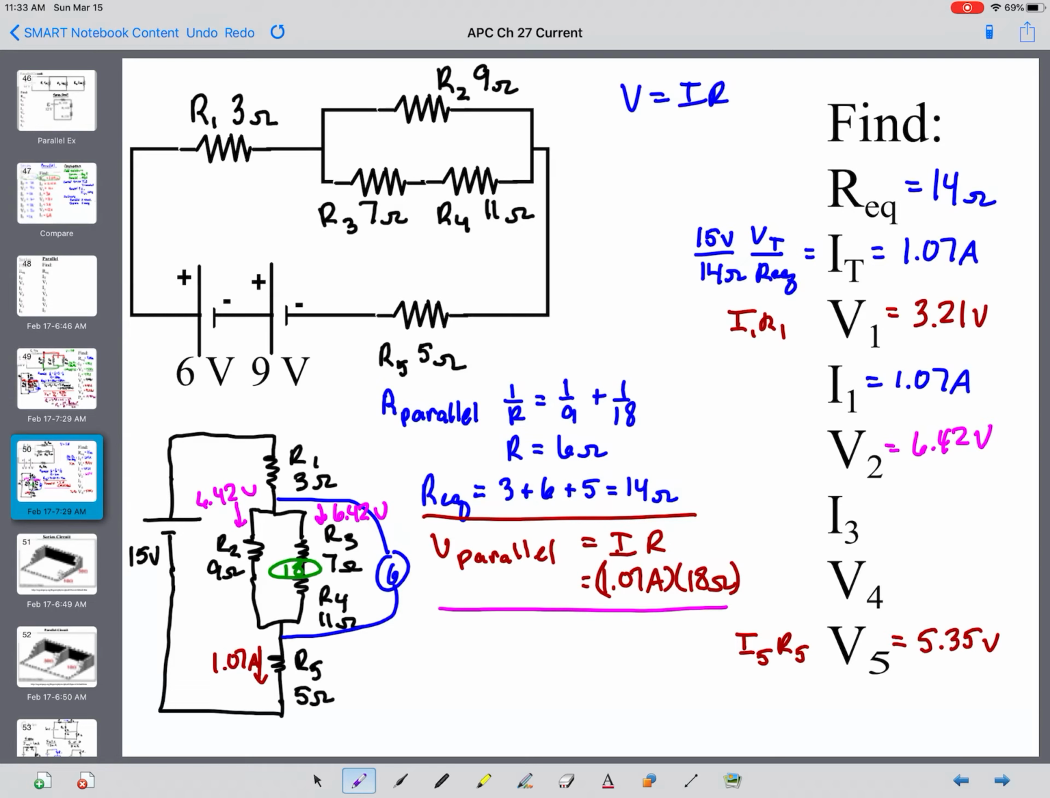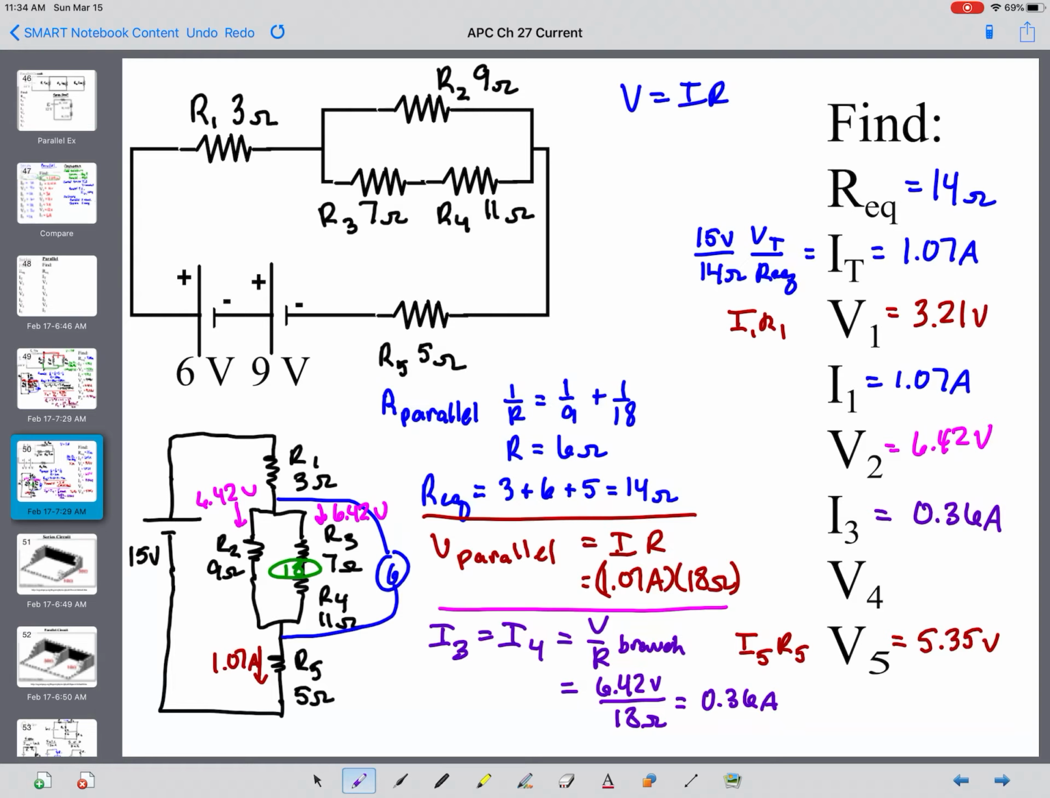Next thing we want to find is I3. Well, I3 is going to be the same as I4 because they're in series on that branch within the parallel. So that's going to be V over R for the branch. So V for that branch was the 6.42 written on the diagram, and R for the branch is that 18 ohms. So then I in that branch, when we divide, is 0.36 amps, so we can fill that in for I3.